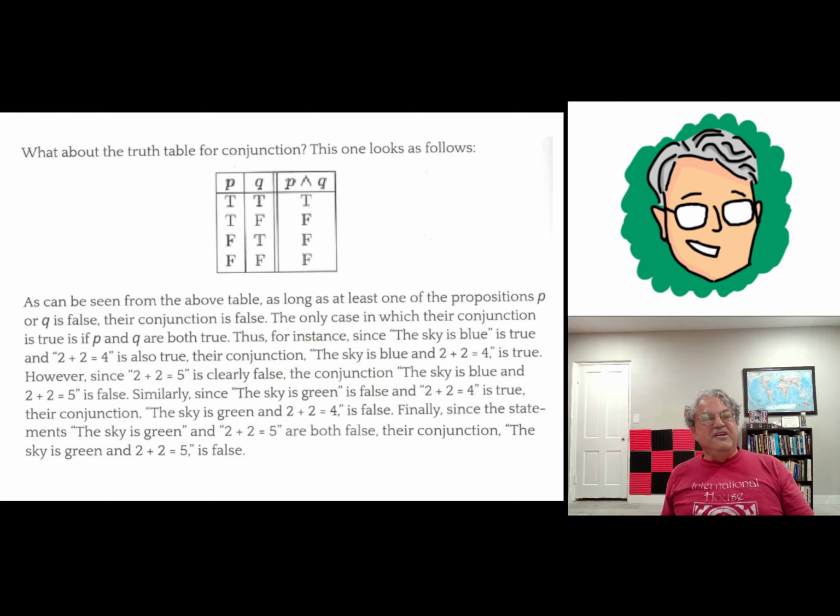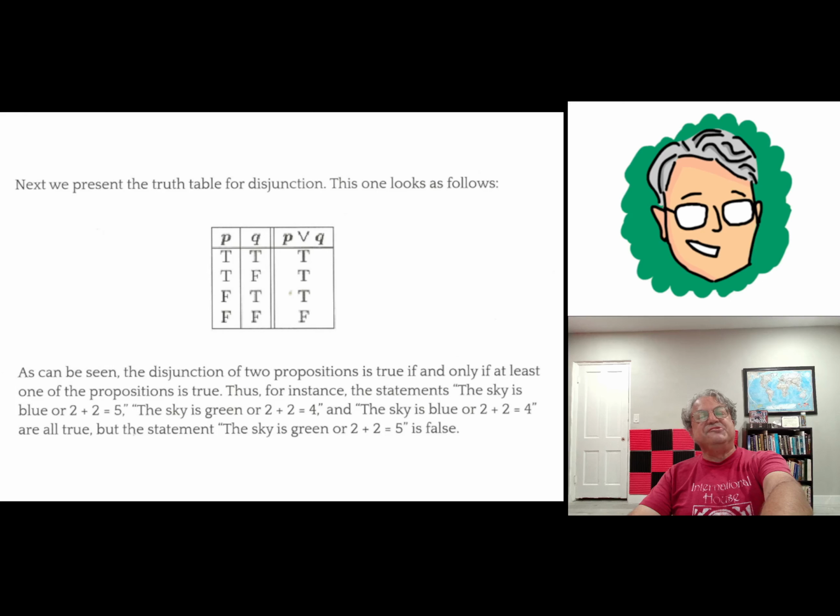It's false. If both P and Q are false, then the conjunction's still false. For instance, the statement the sky is not blue and 2 plus 2 is not 4, that's false. Just remember that two wrongs don't make a right. So anyway, that's how conjunction works. And then very similar to conjunction is disjunction.